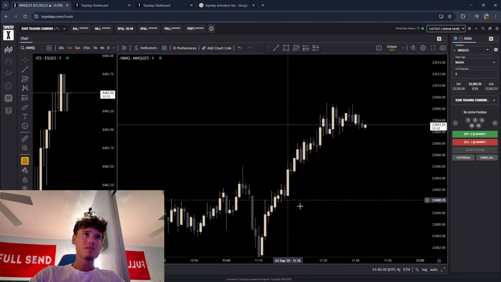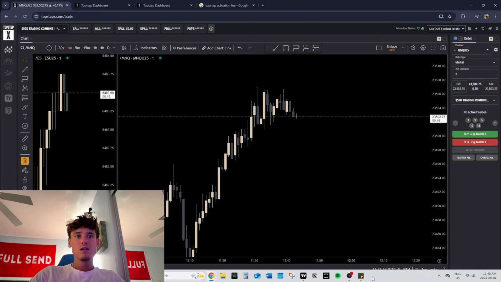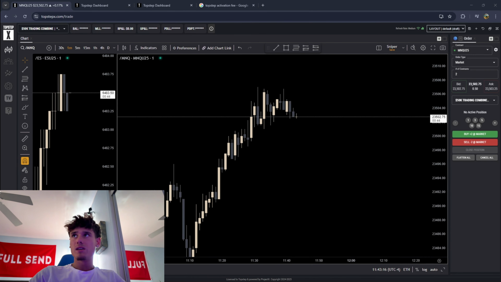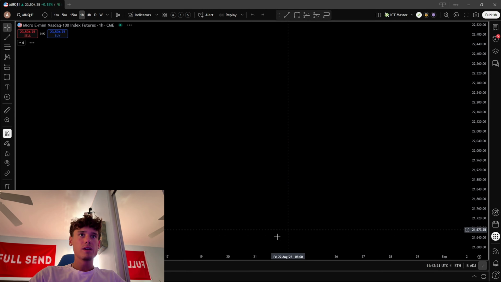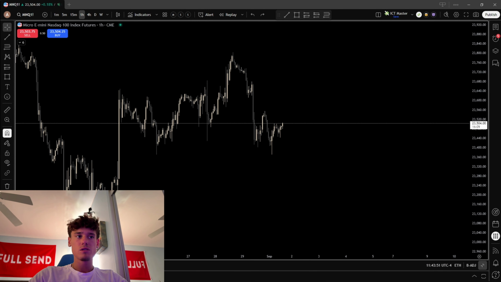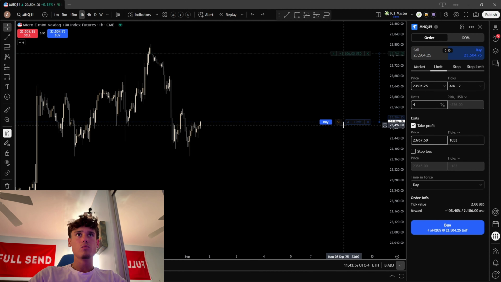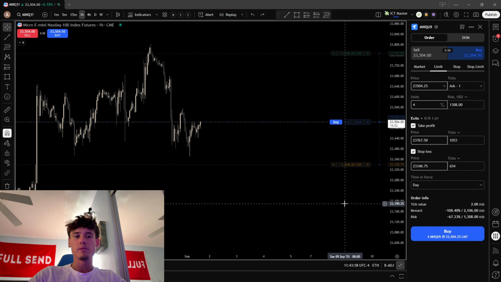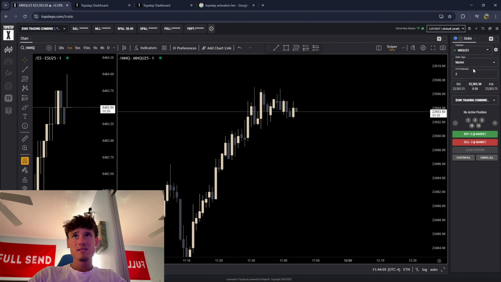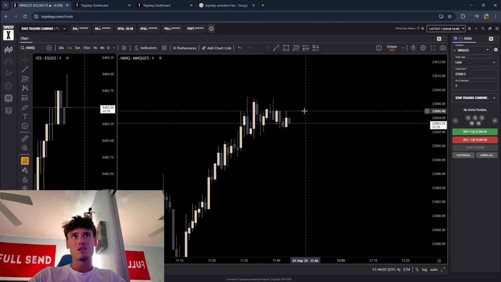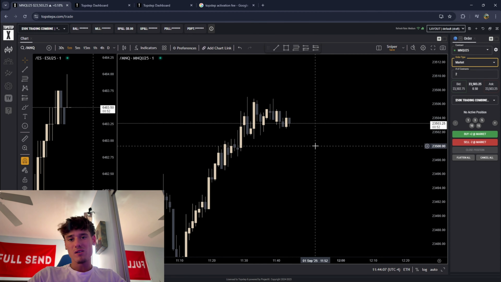One little downside to TopStepX is, for example, on TradingView, let me just pop it up over here, you can literally just open up a trade, put a limit, and you can automatically see what your take profit and your stop loss is actually going to be. But on TopStepX, you actually have to do the calculations yourself because as you see, you can't actually do it.